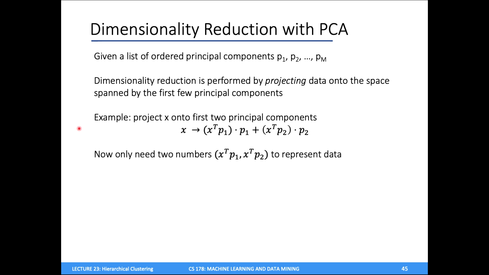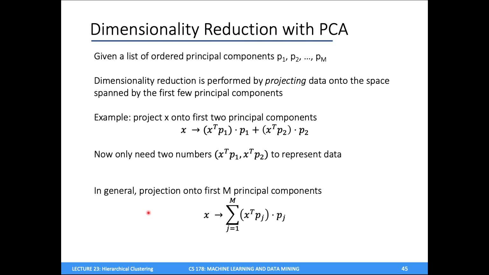Okay, if we want to project onto the first two principal components, we do essentially the same thing, where we project onto the first principal component and do the same thing for the second one. So exact same formula, we just add them together. But what we've done now is reduce our data from needing d dimensions to represent every data point down to 2 dimensions. So we only need these scalars, x transpose p1, and the second scalar, x transpose p2, to represent my data. And in general, if you want to project onto the first m principal components in your data set, it's the exact same formula, we just sum over all of the different principal components here.